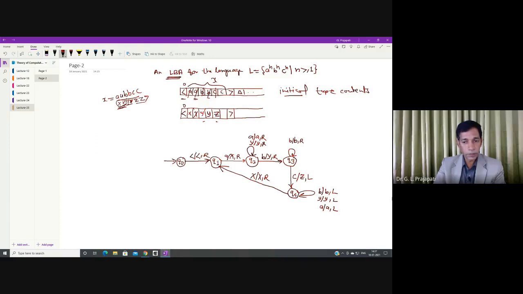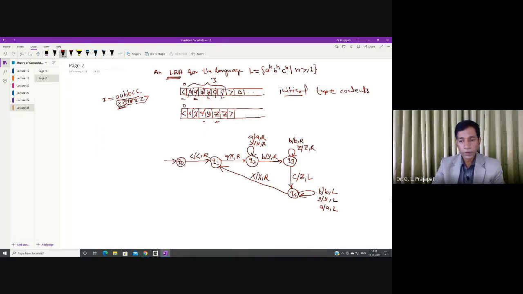Once you are at the right, here you have the z, because earlier you converted the first c to the z. So for reaching the next c, you have to scan the z also. If there is z, replace with z and go to the r. As many z as you may have, go to the right. Once you encounter the c, replace this c with z and come to the left.